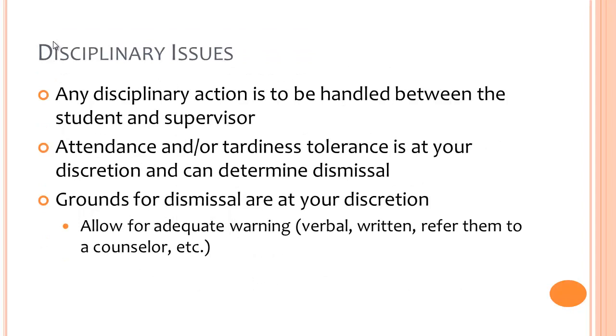In some cases, you may have disciplinary issues with your work study. Any disciplinary action is to be handled between you and the student. Attendance or tardiness tolerance is at your discretion and can determine dismissal. Any grounds for dismissal are at your discretion. Please allow adequate warning. For example, first, give them a verbal warning. If issues persist, give a written warning. At that point, if things haven't resolved, you could refer them to a counselor or dismiss them from further employment.